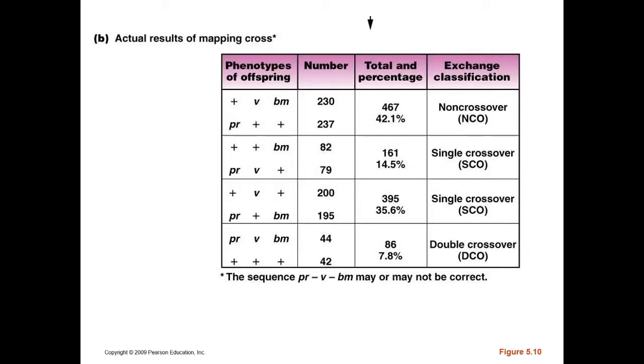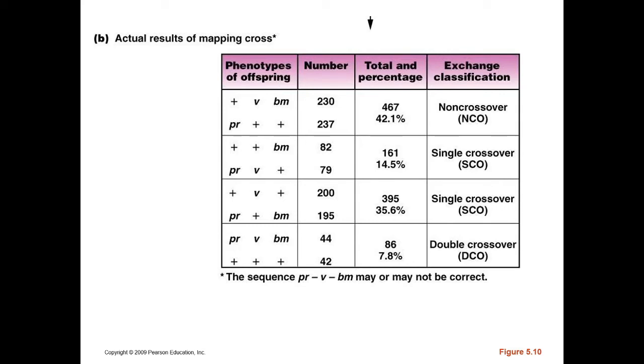So this is the results of the cross. You can see the plus, VBM, PR, plus, plus. These are the non-crossover, because they are the parent. And then you have plus plus BM, PR, V plus. It is a single crossover, meaning that between these two parents, one allele has jumped ship to another chromosome.